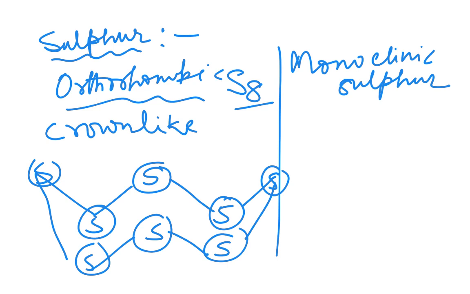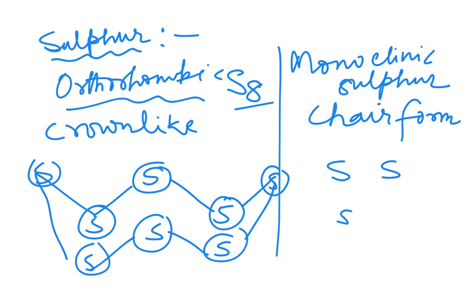Whereas the monoclinic sulfur is in the chair form. So you get it from the rhombic or orthorhombic sulfur S8, and you get the chair form of the monoclinic sulfur. S atoms joined together and drawn like the chair form. This is the chair form.